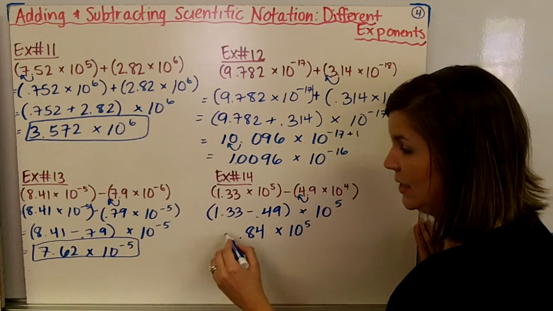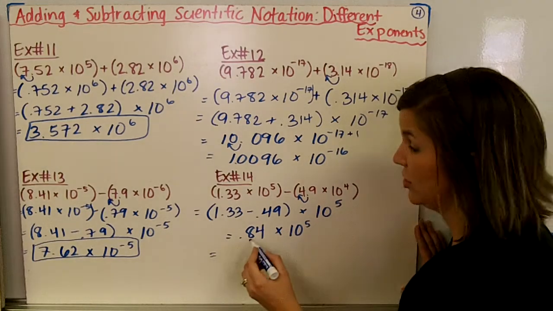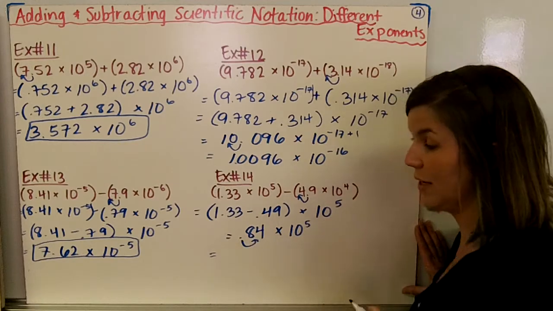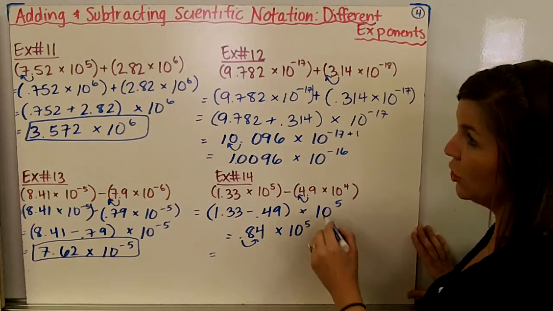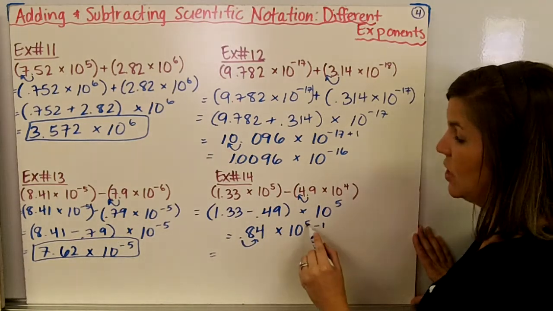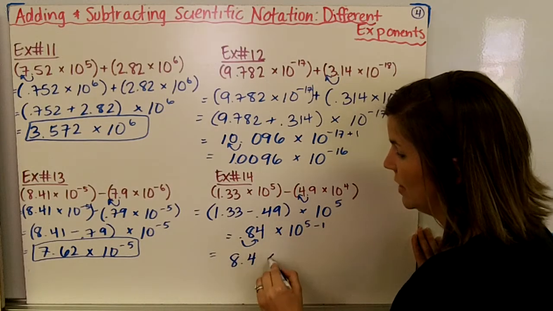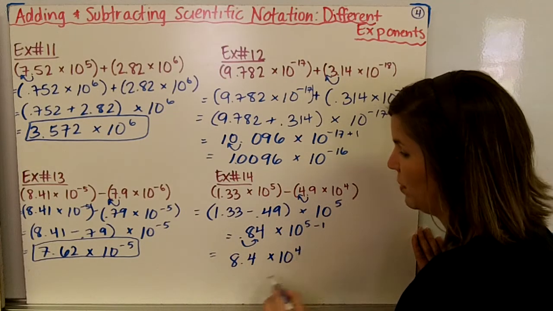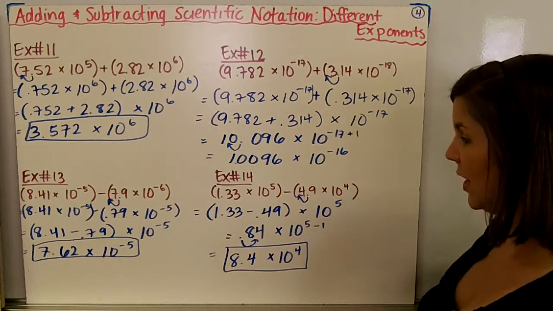Now, this number is not in scientific notation, so we need to change it. We need to move the decimal 1 place to the right. Remember, when you're moving to the right, you're going to subtract from the exponent. I moved the decimal 1 place, so I must subtract 1 from the exponent. 8.4 times 10 to the 4th power. And you're finished.